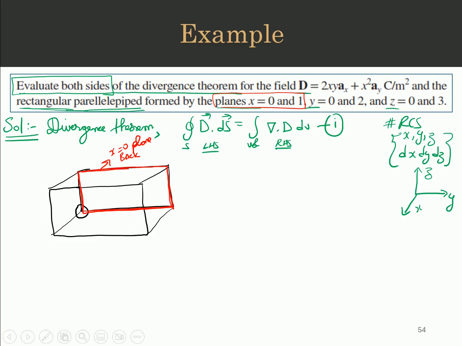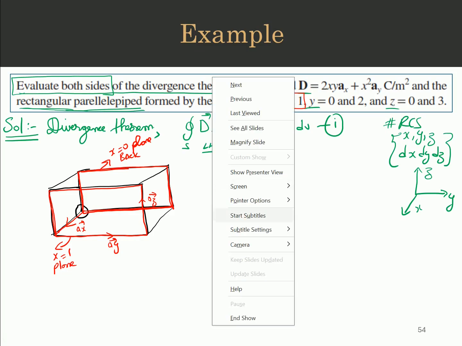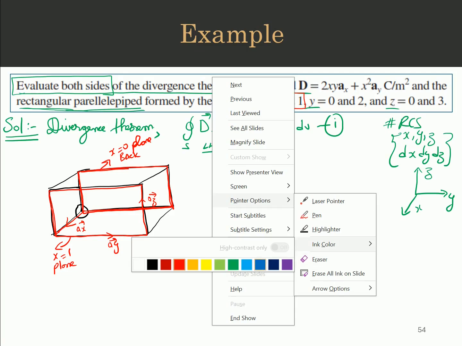If this is x equal to 0, now where is x equal to 1? So this is x equal to 1, the front side of this. So this is the x equal to 1 plane. I know this is my a of x, this portion is my a of y, and the vertical is a of z. Let me use the correct arrow for the unit vector. Now I have figured out my planes for x. Now let's move to the y planes. Let me use another color.